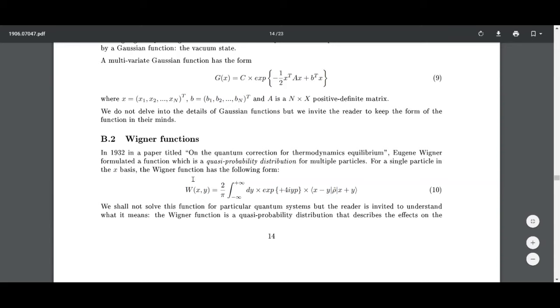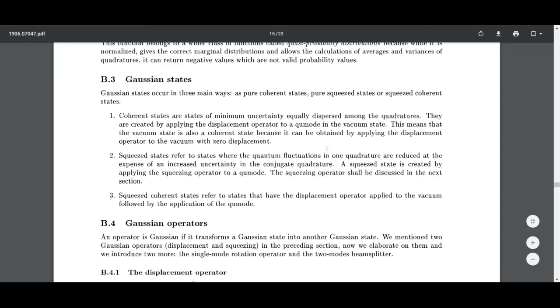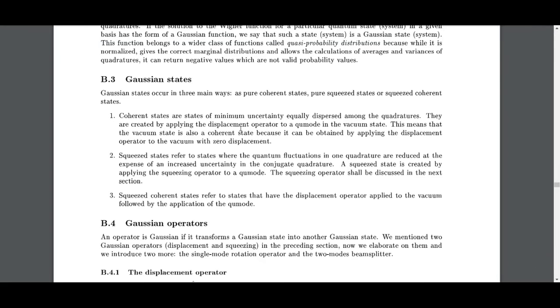So Gaussian states occur in three main ways: as pure coherent states, as pure squeezed states, or as squeezed coherent states. Okay. Coherent states are states of minimum uncertainty, equally dispersed among the quadratures. Still don't know what the quadratures mean in this case. They are created by applying the displacement operator to a Q mode in the vacuum state. This means that the vacuum state is also a coherent state, because it can be obtained by applying the displacement operator to the vacuum.